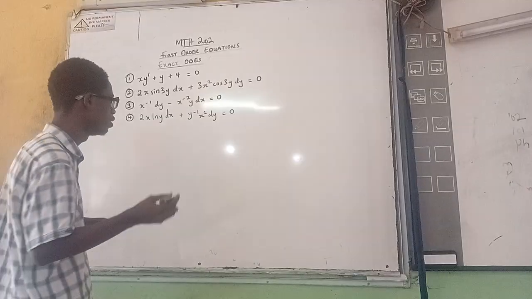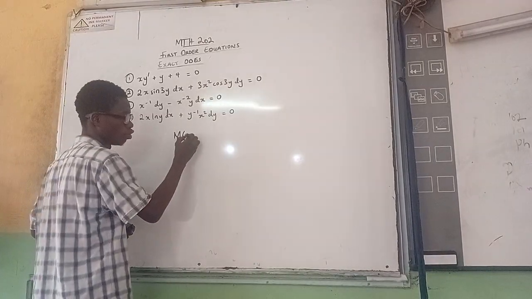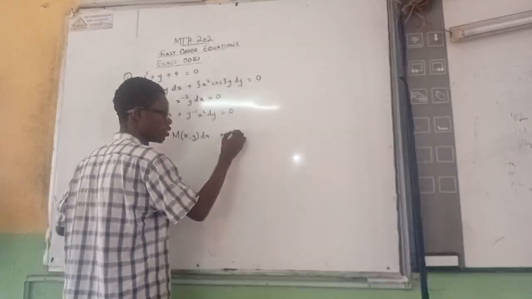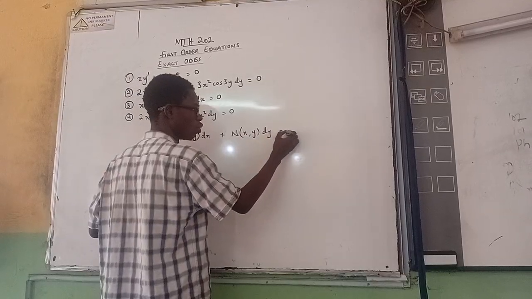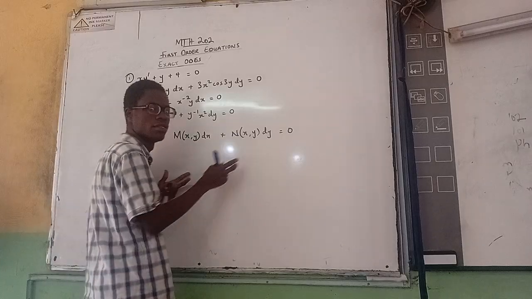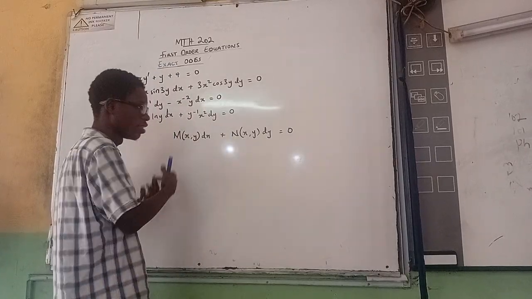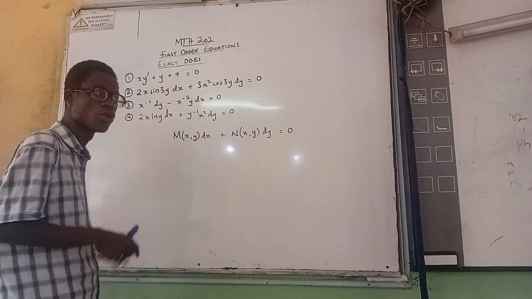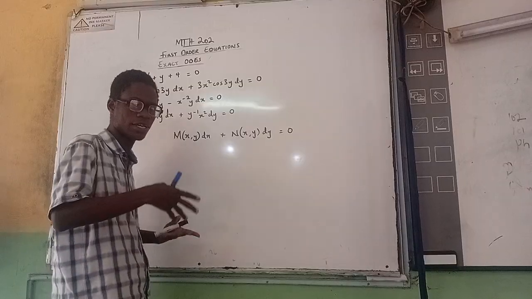So, we are going to be given an equation in this form: M, which is a function of x and y, dx, plus N, which is also a function of x and y, dy, equals 0. Whenever we have an equation like this, the first thing you're going to check is if it is exact or a non-exact equation. Today we are going to be talking about exact equations, but anytime you see an equation like this, you always have to check if it is exact first.